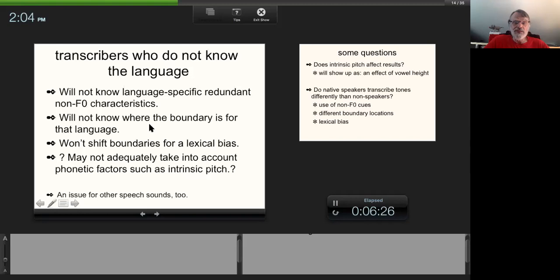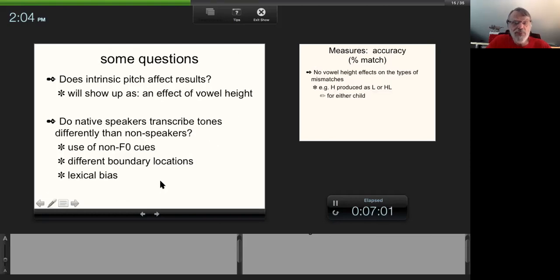Everything I'm talking about is something that a native speaker will have at their command, but often our transcribers don't know the language that they're transcribing. They won't know any language-specific redundant characteristics for tone that aren't related to fundamental frequency. They won't know where the boundary is between high and low tone in that language. They won't shift boundaries for lexical bias. And if they're really paying attention to pitch, they might forget about the effect of intrinsic pitch and wind up with artifacts.